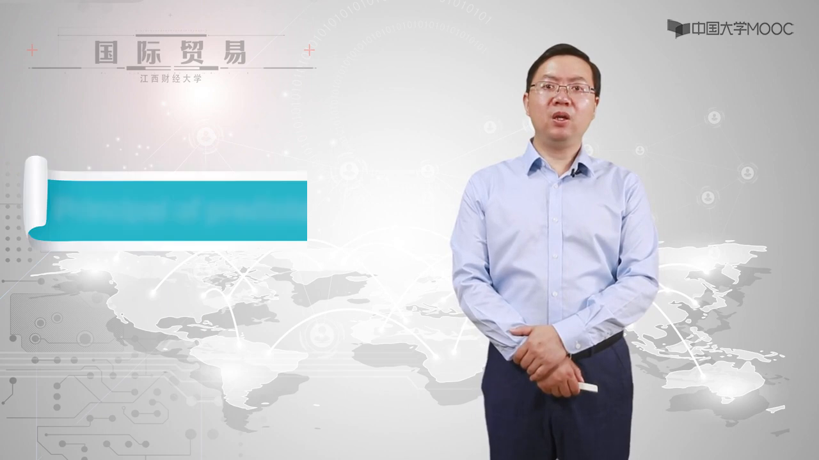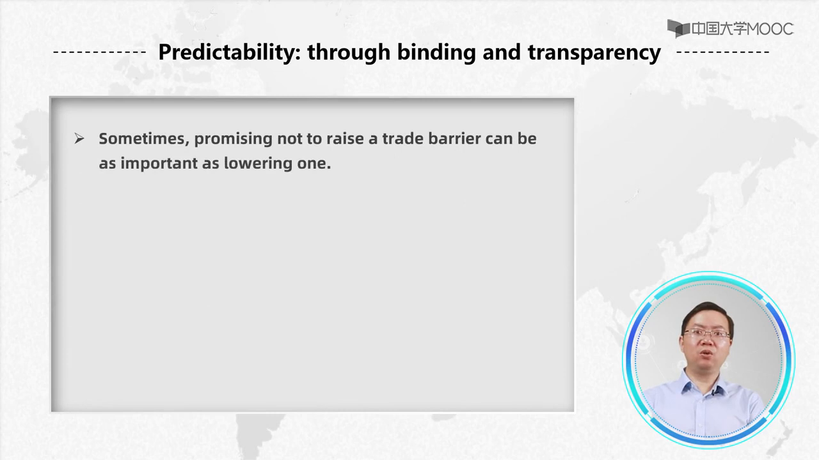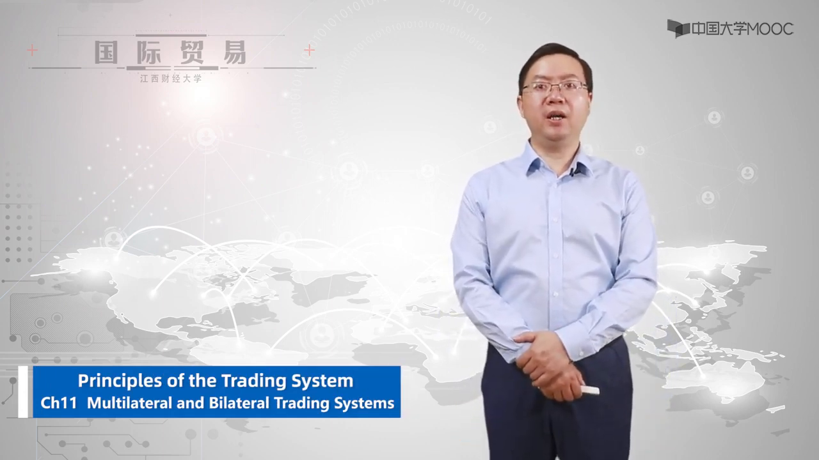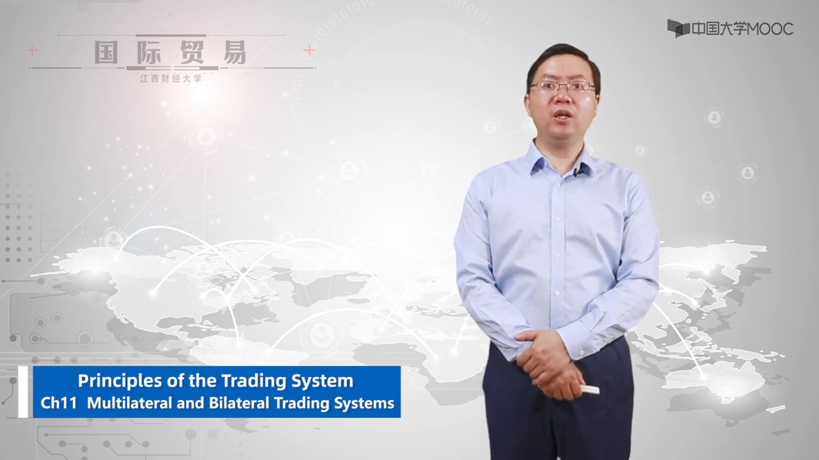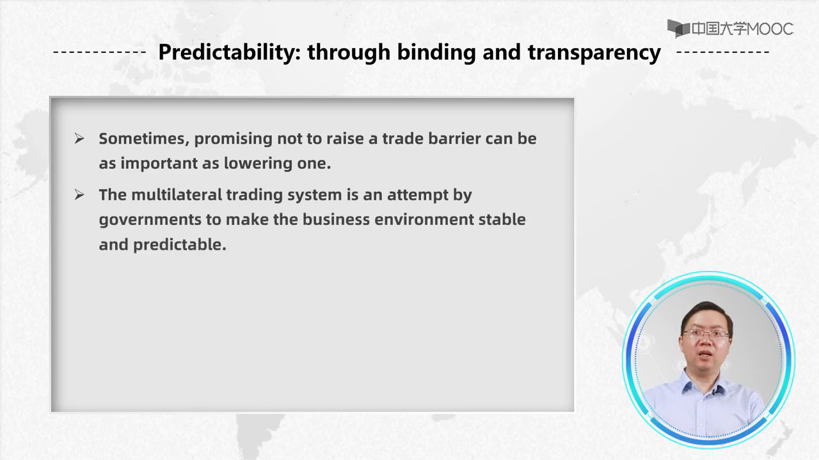The third principle is the principle of predictability. Sometimes promising not to raise a trade barrier can be as important as lowering one, because the promise gives business a clear view of future opportunities. With stability and predictability, investment is encouraged, jobs are created, and consumers can fully enjoy the benefits of competition. The multilateral trading system is an attempt by governments to make the business environment stable and predictable.